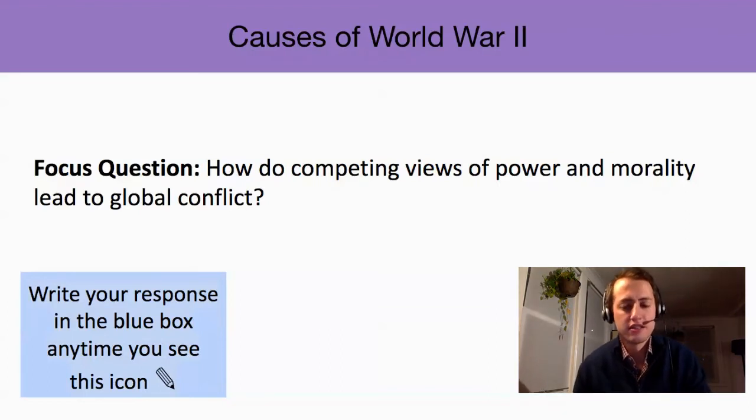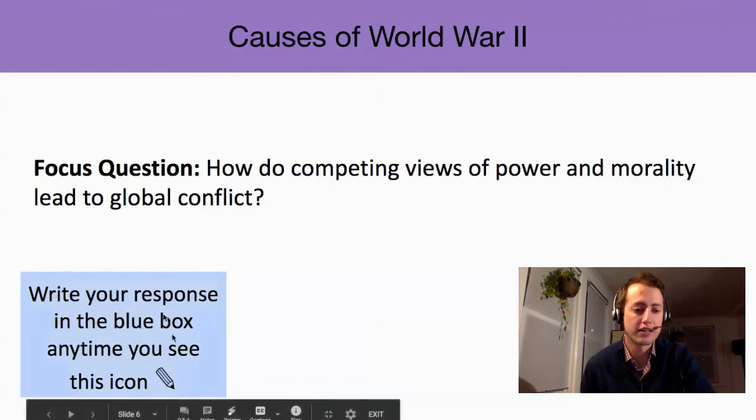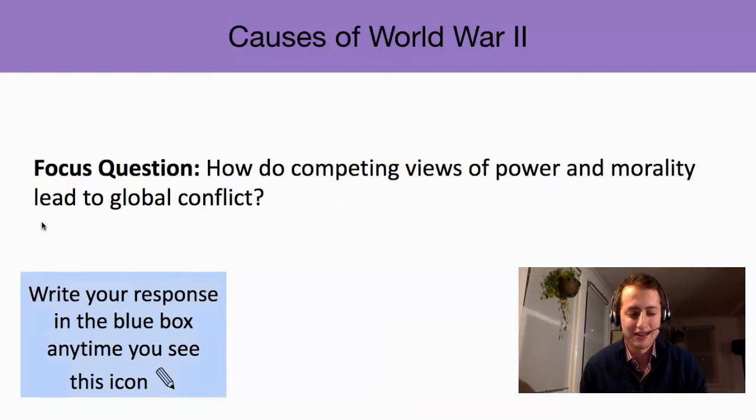Looking at these lessons, they're made in slides, and the intention is that students will complete the work in the slide itself. So you'd make a copy for students, and anytime you see this blue box here, that means a student would write their answer to the question in that blue box. The next video in this series is going to show you how to share the lesson with students, or how to adapt the lesson if you're not interested in sharing it as a slide deck.